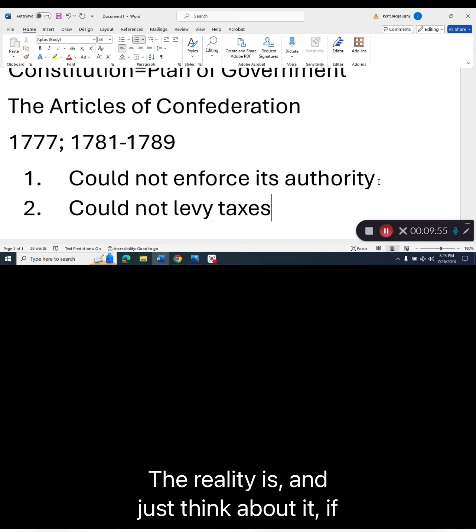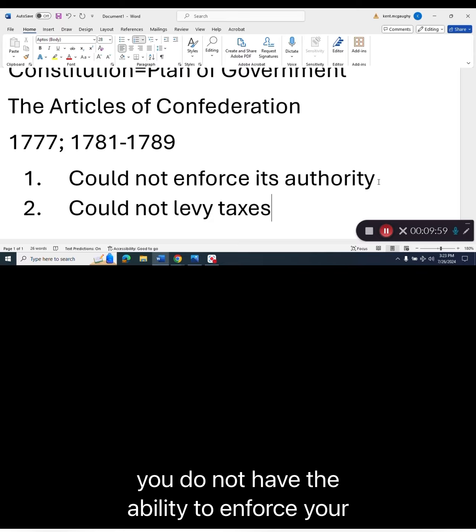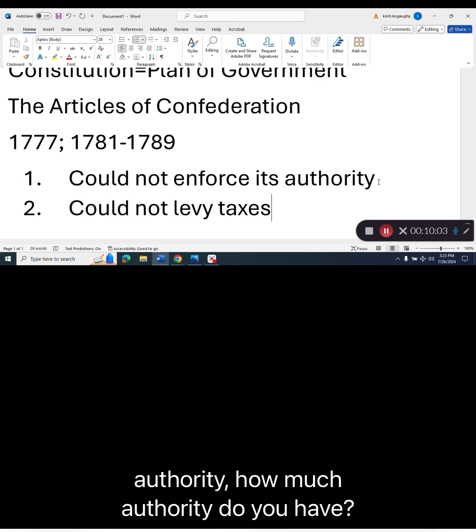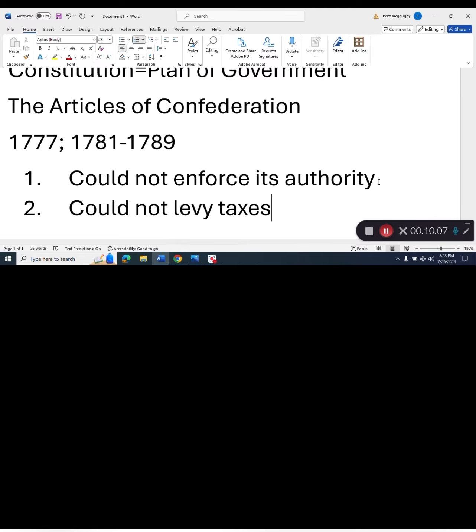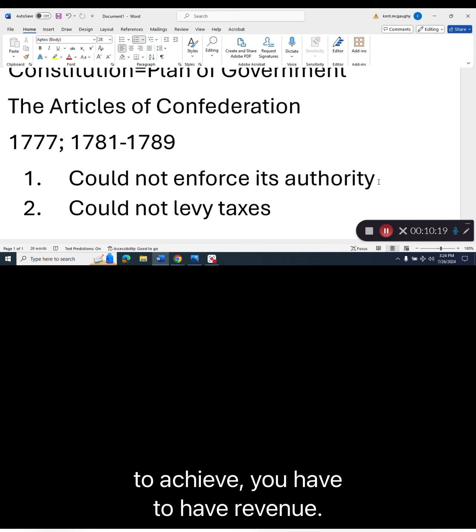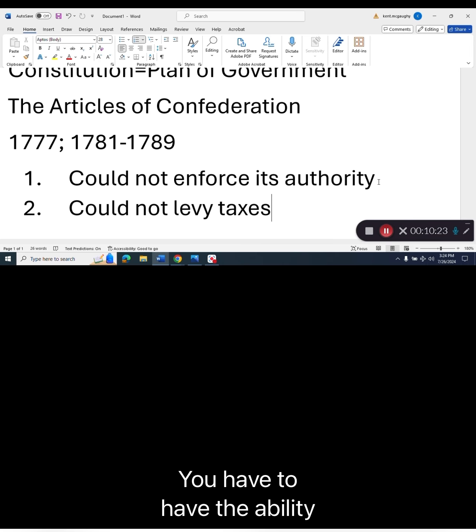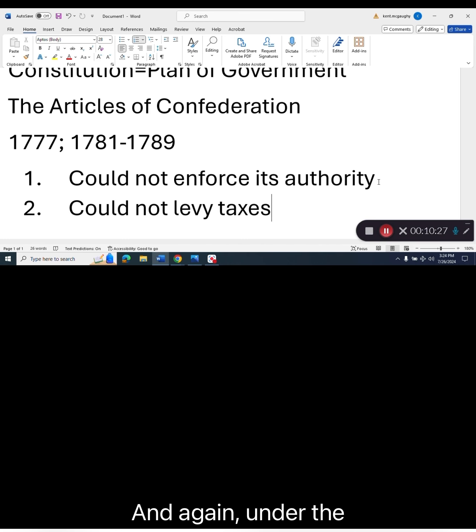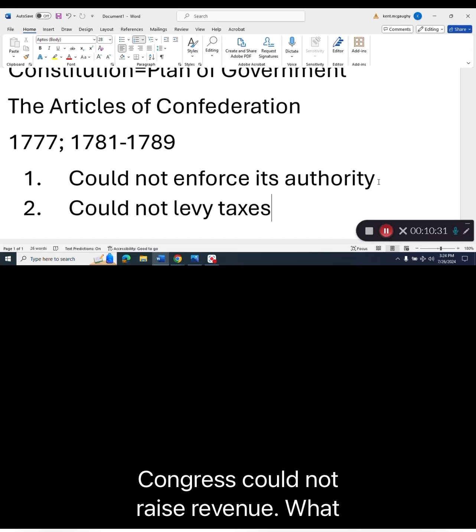The reality is, and just think about it, if you do not have the ability to enforce your authority, how much authority do you have? None. Zero. Nada. And then, anything that required money for the government to achieve, you have to have revenue. You have to have the ability to raise that revenue. And again, under the Articles of Confederation, Congress could not raise revenue.